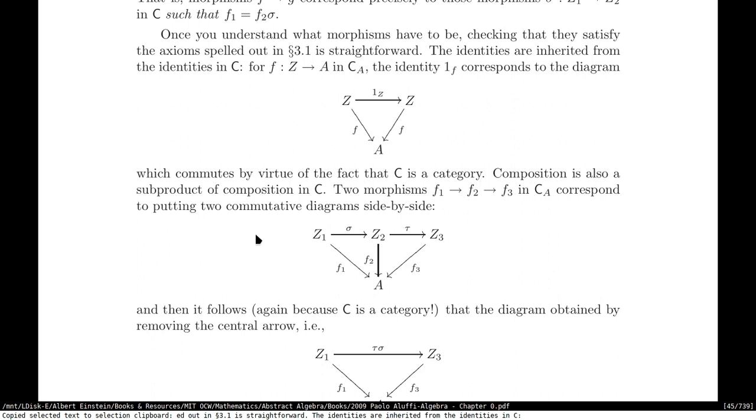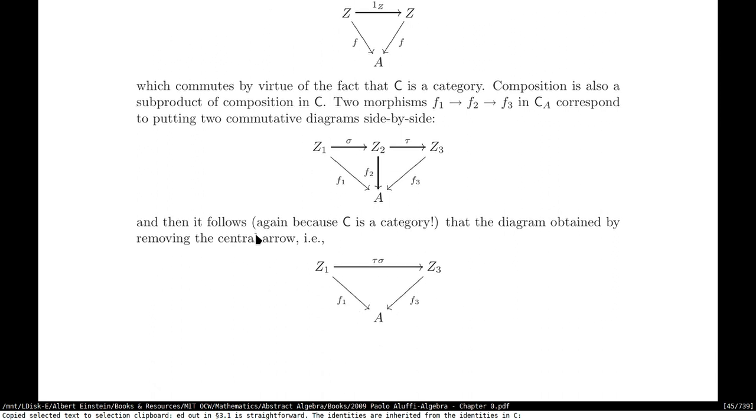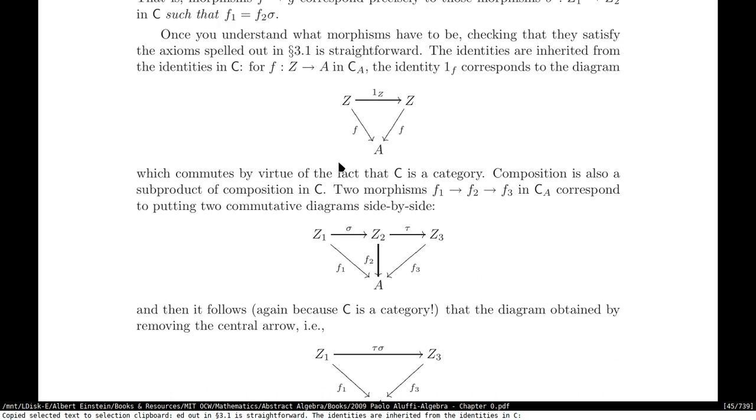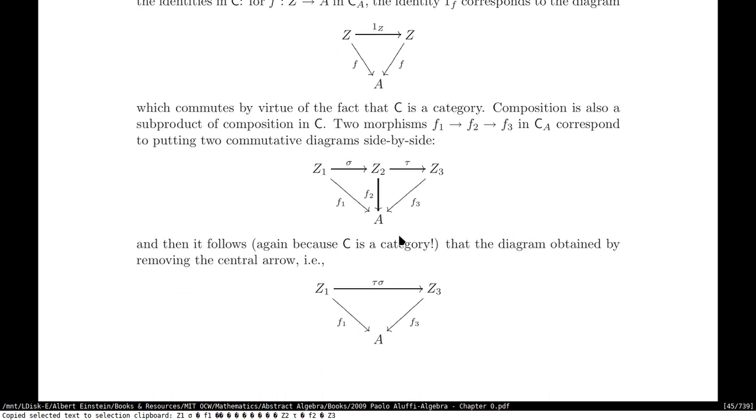Then you have to form a way of composing these morphisms. How you do that is by having three Z's: Z1, Z2, Z3. Z1 goes to A with f1, Z2 goes to A with f2, Z3 goes to A with f3, and you have these morphisms sigma and tau, which go from Z1 to Z2 and Z2 to Z3, right?